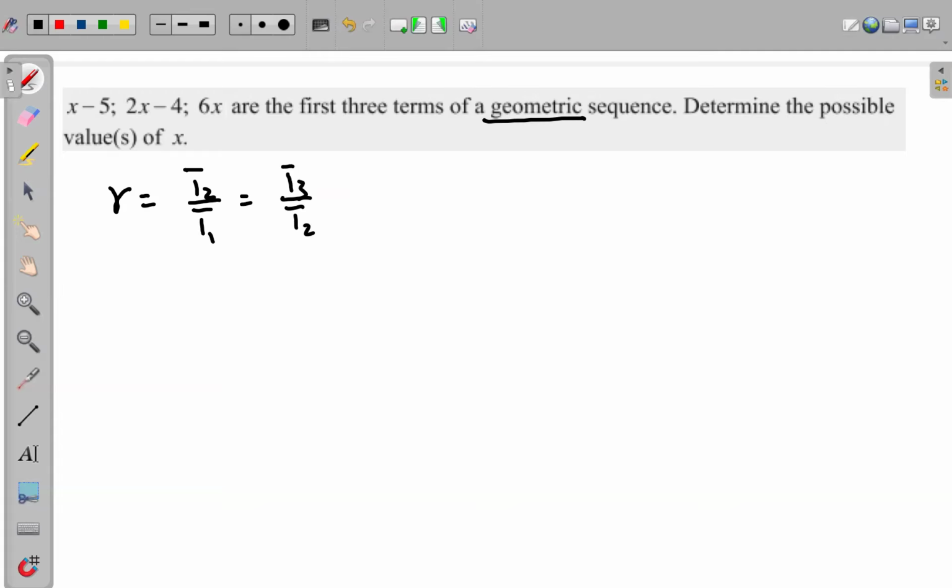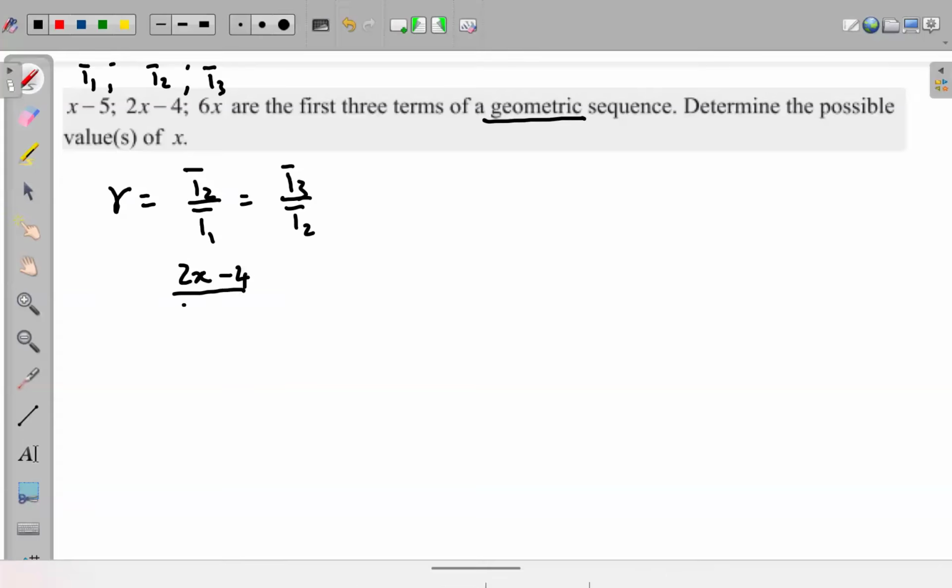And this is what it means to have a constant ratio. X minus 5 is my first term, 2x minus 4 is my second term, and 6x is my third term. So if I do a simple basic substitution here, I will have (2x minus 4) divided by (x minus 5) equal to 6x over (2x minus 4).